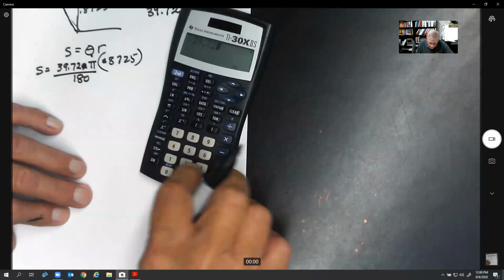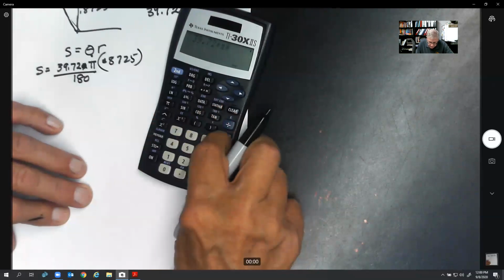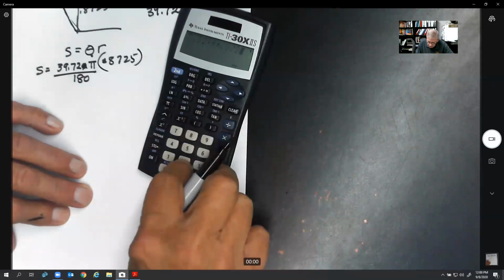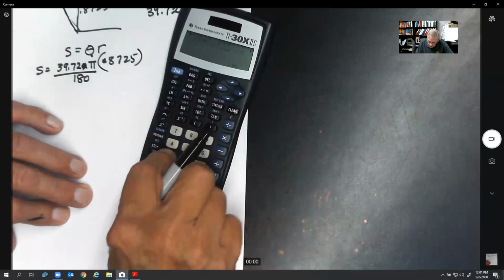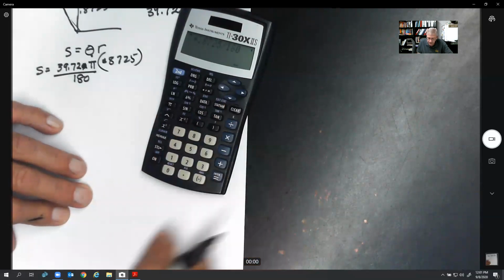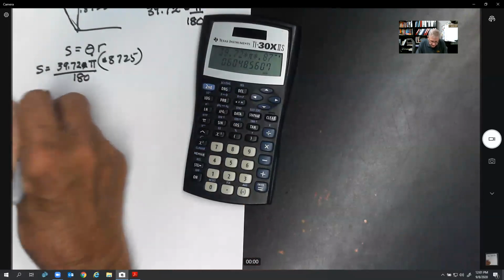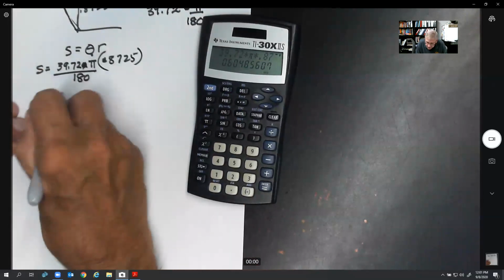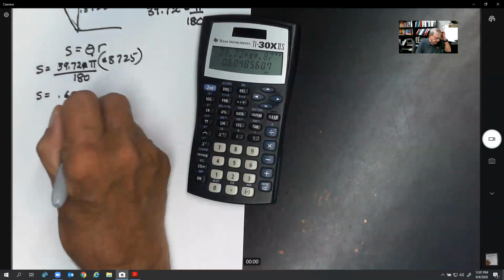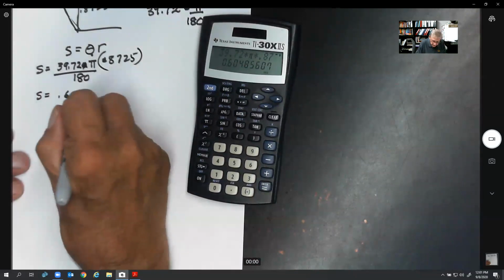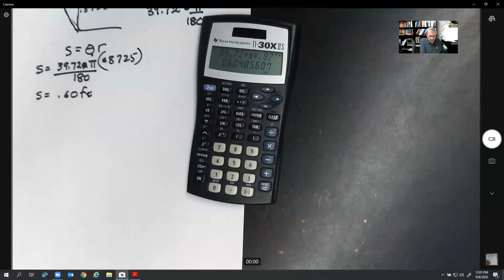39.72 times pi times 0.8725 divided by this whole thing, 180. You could do it in little separate sections or whatever, but I just did the whole thing across. 0.6, and we said we'd just go out 2 places, so it's 0.60. And this was in terms of feet. So less than a foot, 0.60 feet of rope.